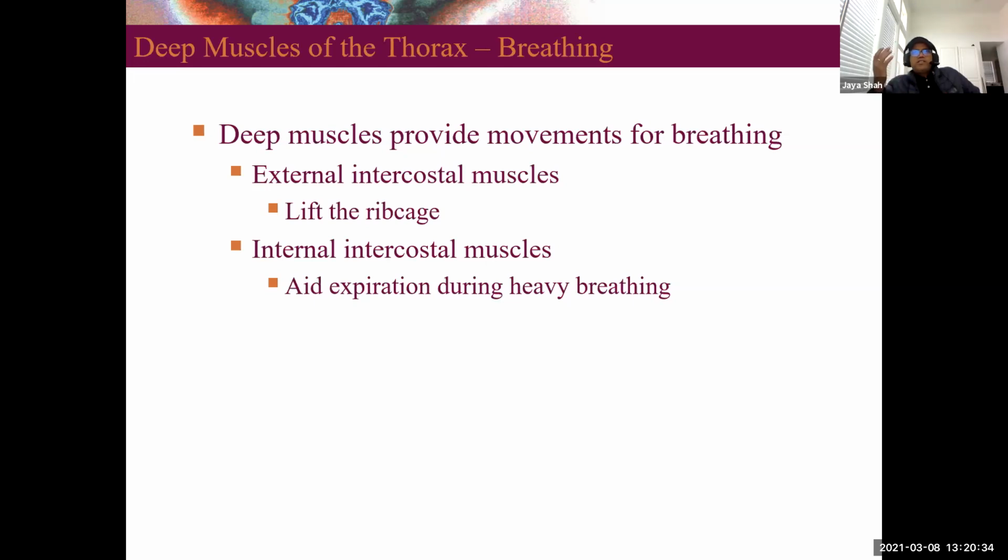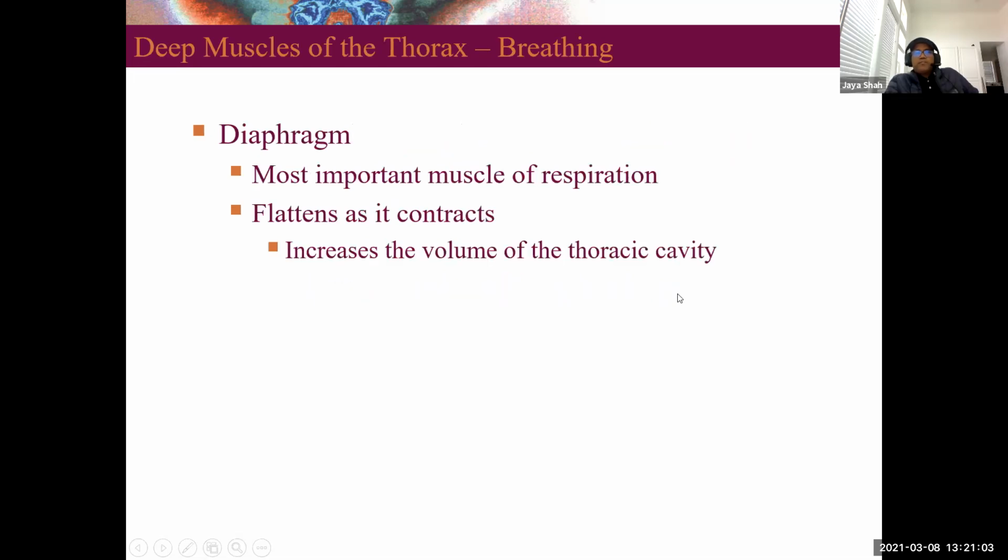And then expiration is by passive recoil. None of the muscles work actively for the expiration. But when you are breathing in forcefully or breathing out forcefully, then you need other muscles like internal intercostal muscles. So deep muscles provide movement of breathing. External intercostals lift the rib cage. Internal intercostals aid expiration during heavy breathing only, not during normal breathing.